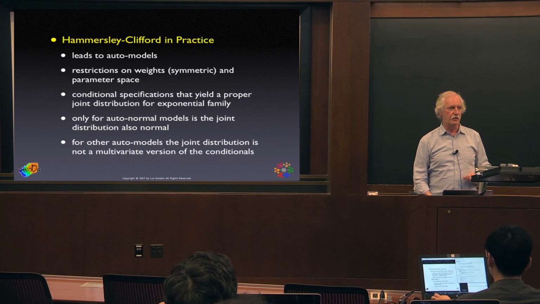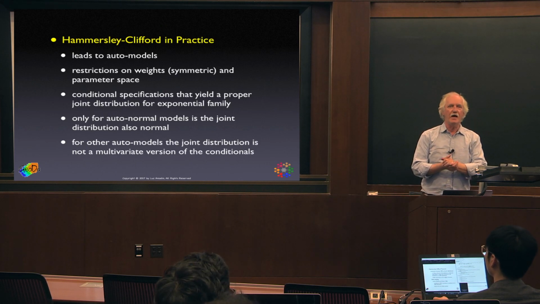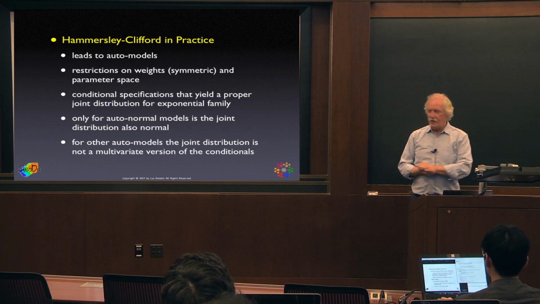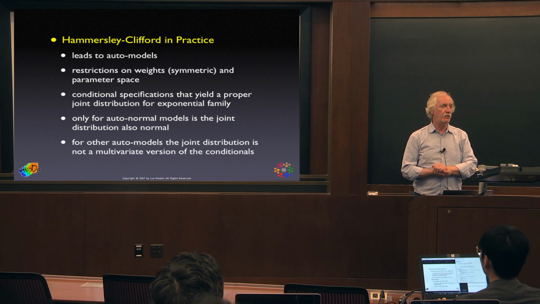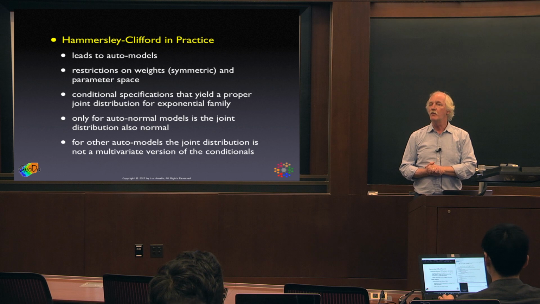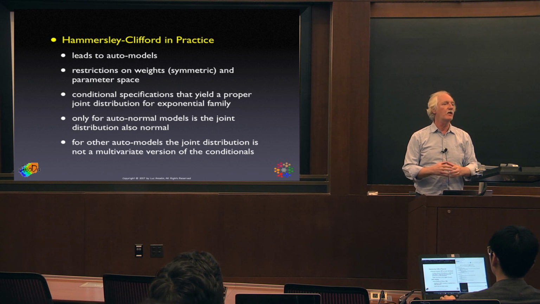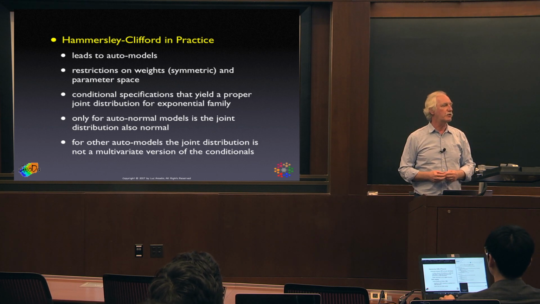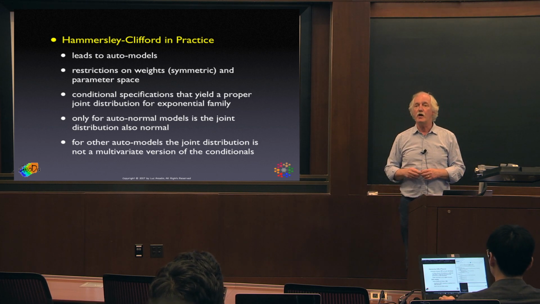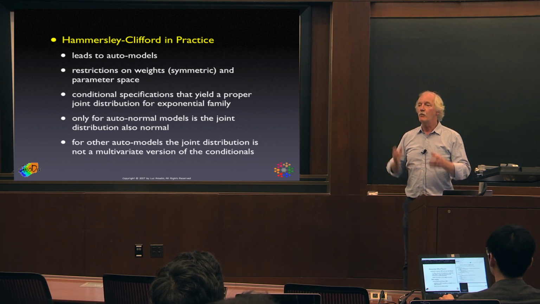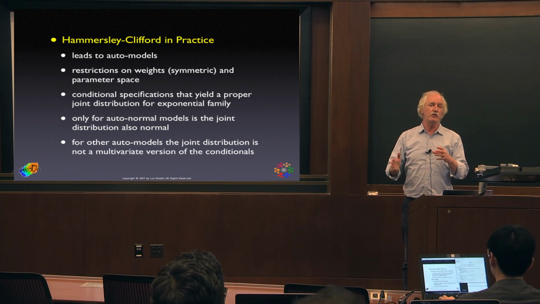It's a long story. So what does this mean at the end of the day? The Hammersley Clifford theorem dictates particular functional forms for the conditional models to ensure that when you throw all the conditional models together, you have a proper joint distribution. Remember before, when we talked about the simultaneous models, we worked directly with the joint distribution. We didn't talk about conditionals.